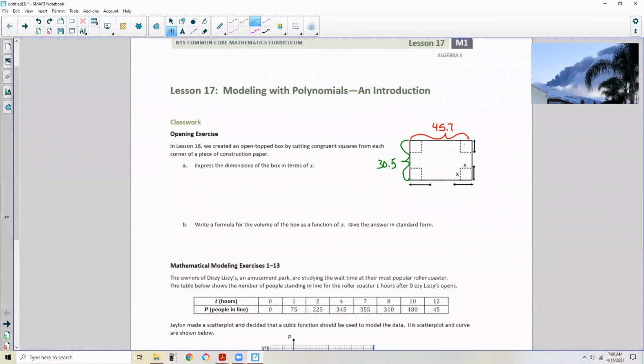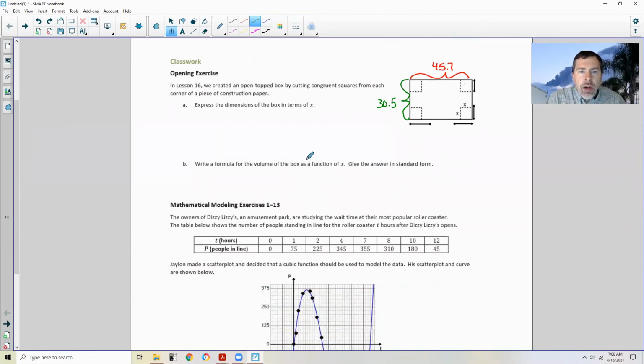Okay, Lesson 17, Modeling with Polynomials, an Introduction. Classwork opening exercise. In Lesson 16, we created an open-topped box by cutting congruent squares from each corner of a piece of construction paper. Express the dimensions of the box in terms of x. I used an example that I just made up in the last lesson, but we're going to go with these values here, which is a length of 45.7 and a width of 30.5. So it says to express the dimensions of the box in terms of x.